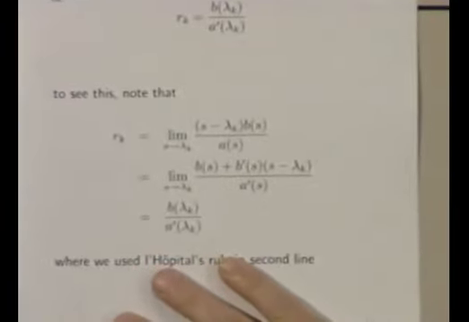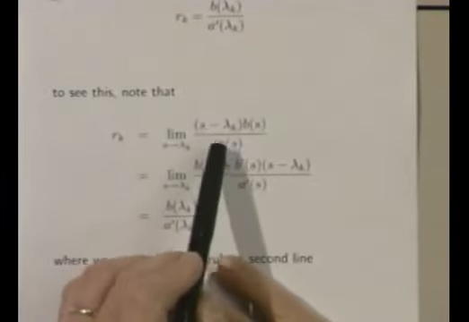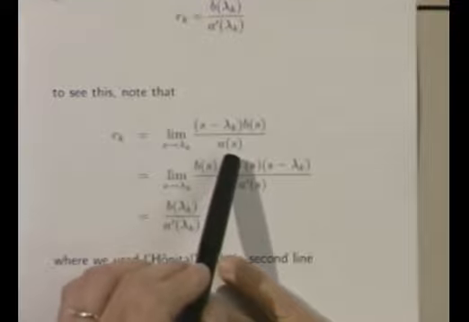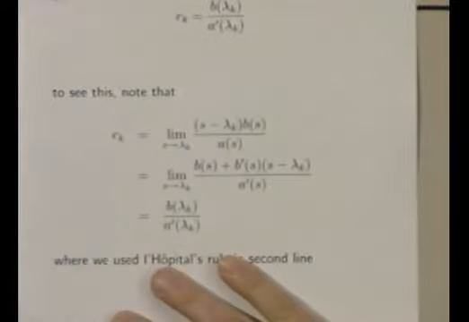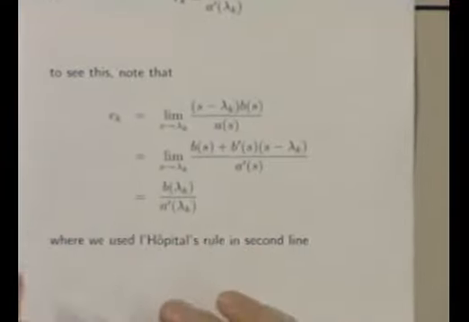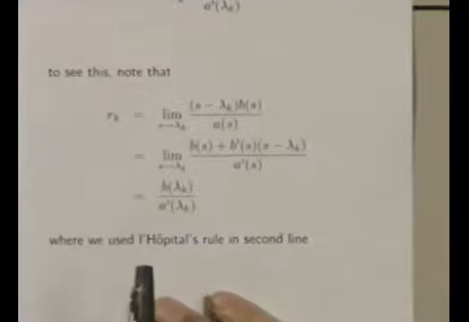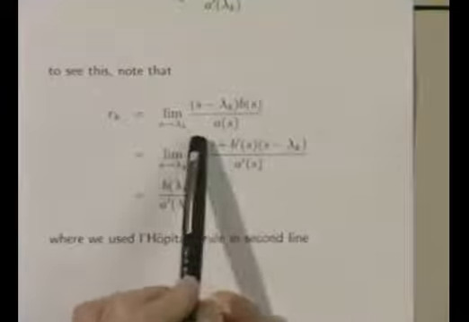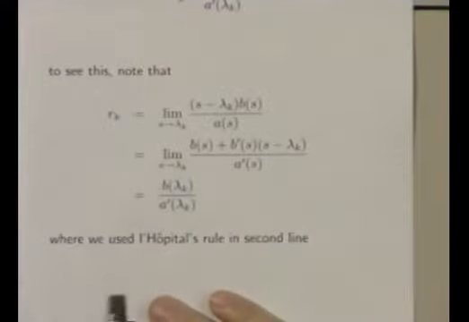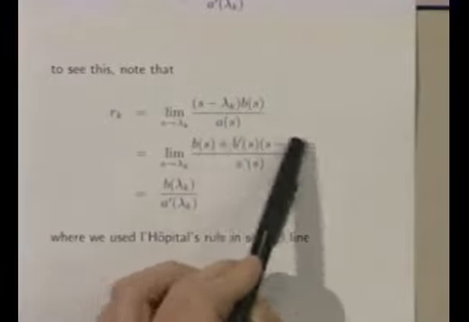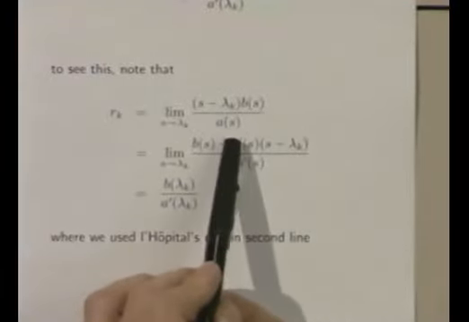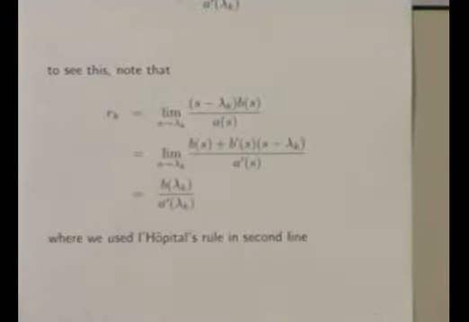Well, let's see. What is that? What we have here is a ratio of two things in a limit, both of which in the limit are 0. So we use L'Hopital's rule, which is to say that we replace each of these with their derivative. And you get this in the numerator, that in the denominator. When s goes to lambda k, this term happily and gracefully goes to 0. You get b of lambda k, and down here you get a prime of lambda k.